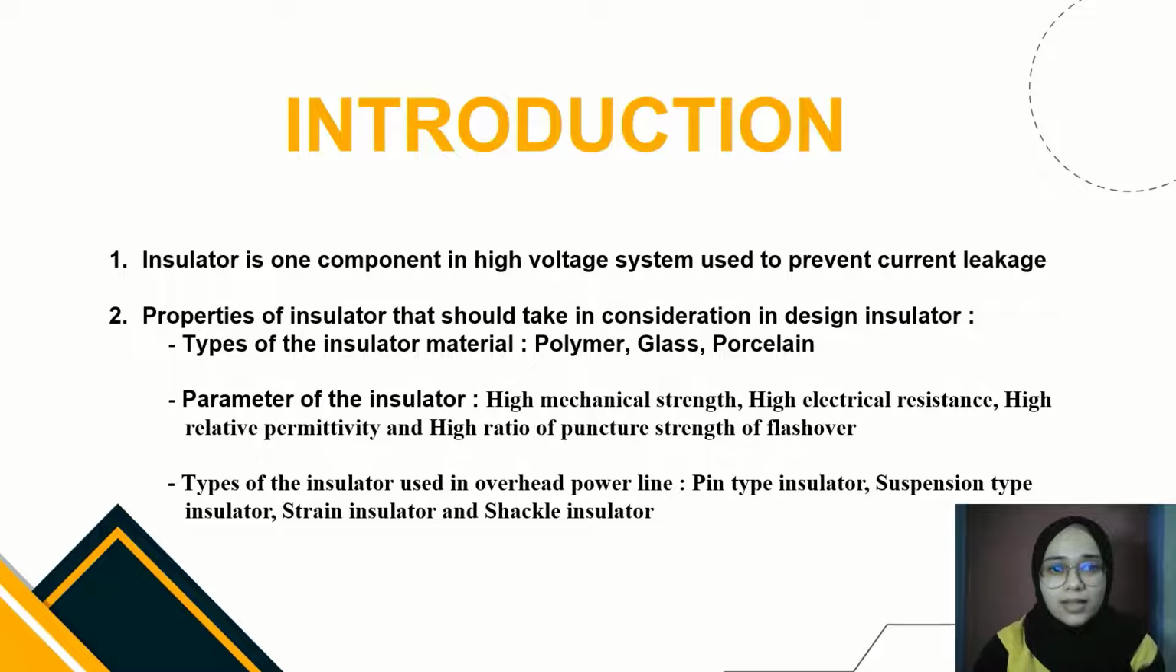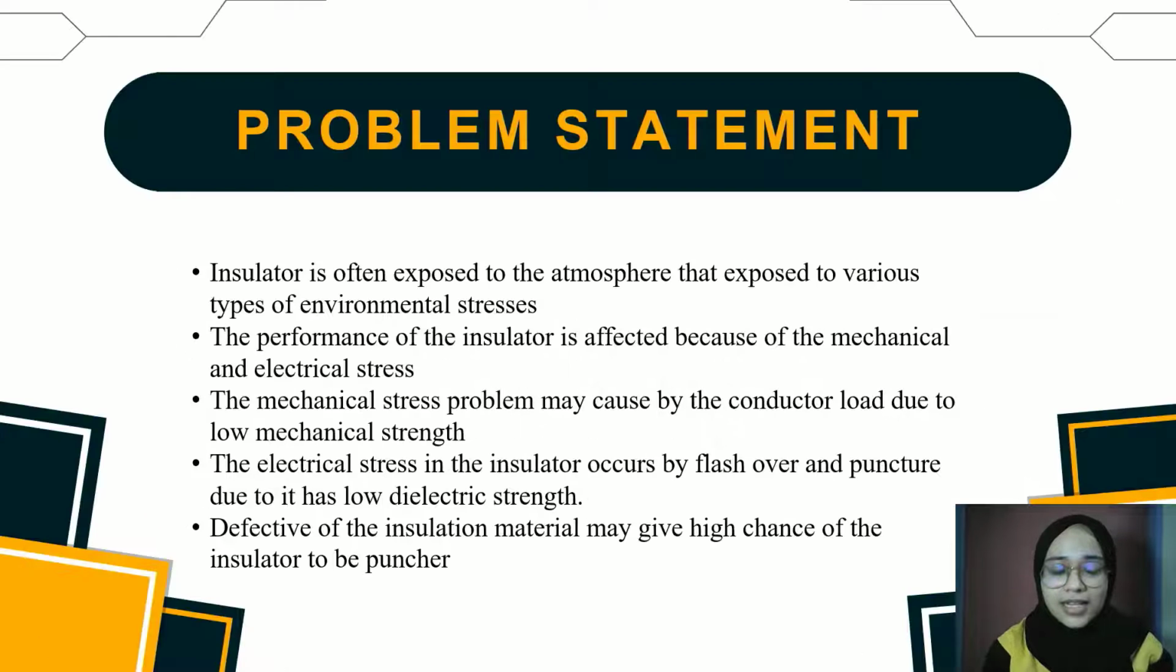Mostly, polymer, glass, and porcelain are the common types of material we use as insulator, while the parameters that an insulator should have are high mechanical strength, high electrical resistance, high relative permittivity, and a high ratio of puncture strength to flashover. Then the typical types of insulator used in overhead power lines are the pin type insulator, suspension type insulator, strain insulator, and shackle insulator. The insulator in high voltage is placed between the line conductor and the support tower.